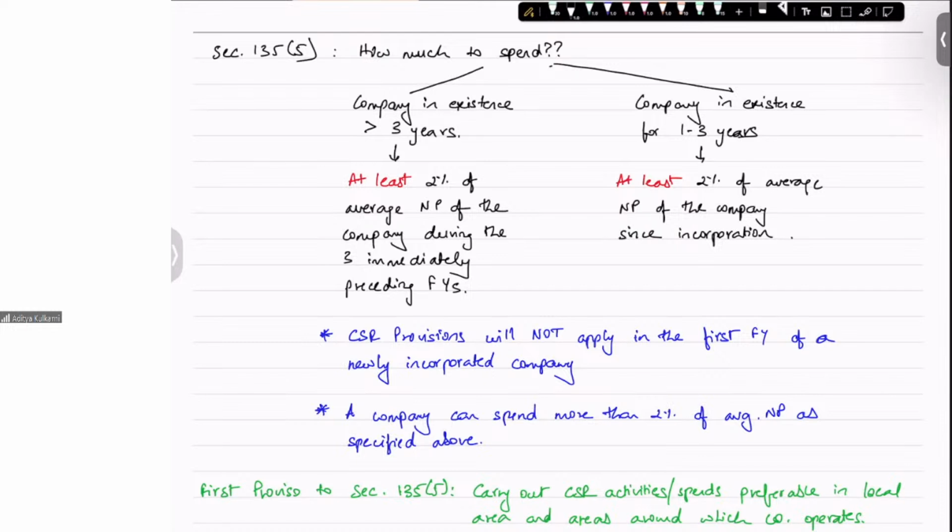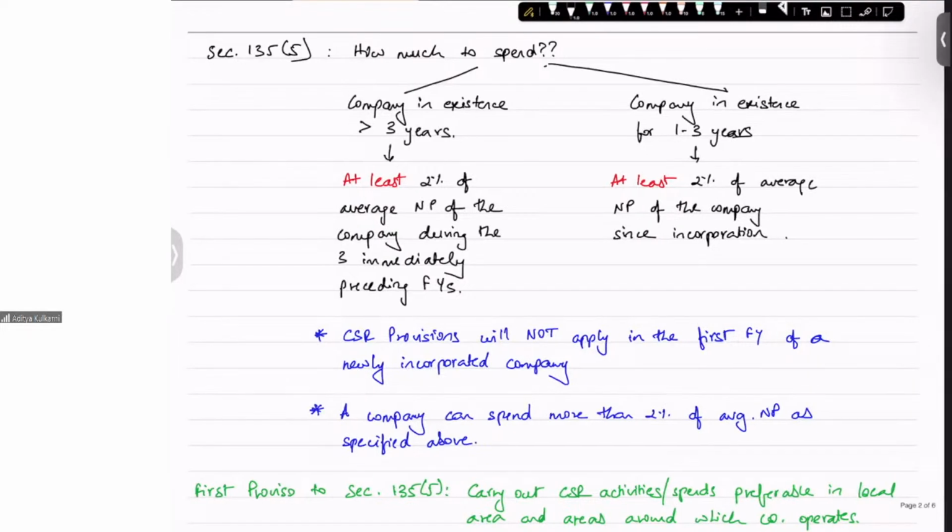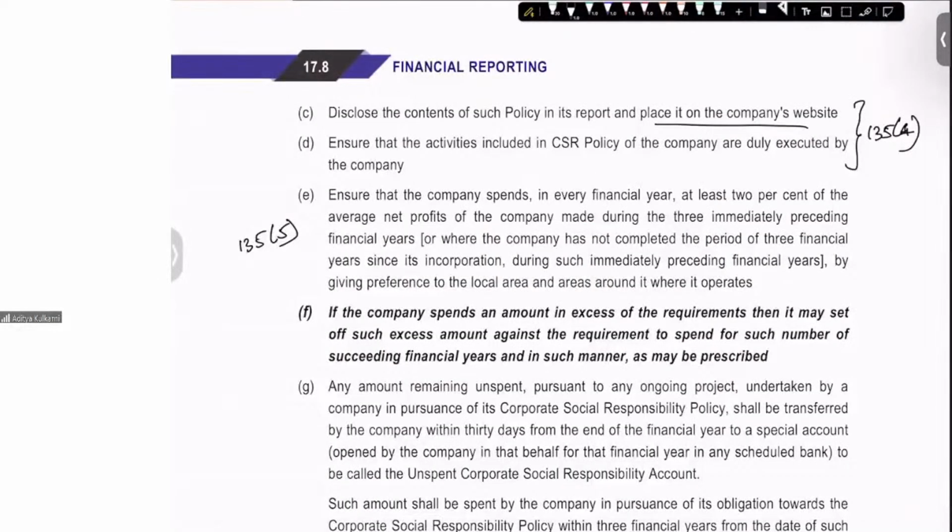The provisions are worded as saying at least 2% of average net profits of the company. So now if you look at the wordings, ensure that the company spends at least 2% of the average net profits, or where the company has not completed 3 financial years during such immediately preceding financial years, by giving preference to the local area and the areas around it where it operates. By giving preference to local areas. So this is what is given under 135(5).